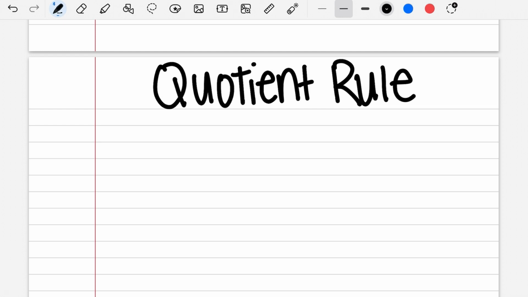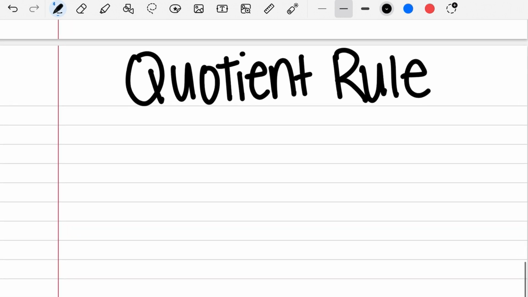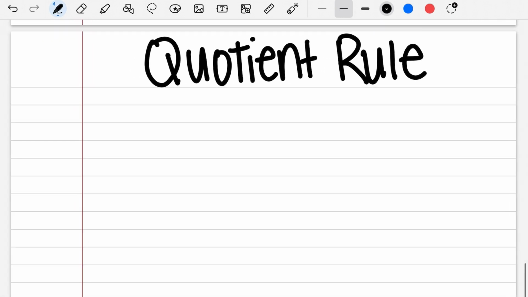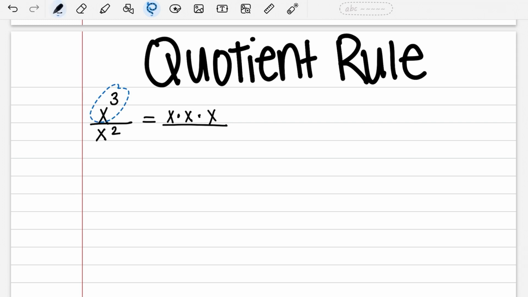When we are looking at quotient rule, we are going to be looking a little bit into fractions. So imagine I had something like this. Quotient rule, we are looking at variables where there is something in the denominator and something in the numerator. So if I were to expand the top, it would be x times x times x, because x is being multiplied by itself 3 times. And in the denominator, x is being multiplied by itself 2 times, x times x.